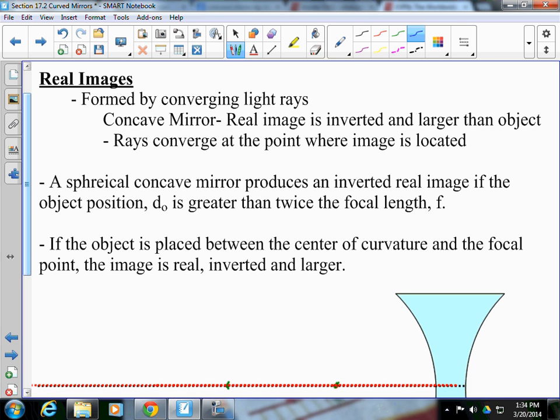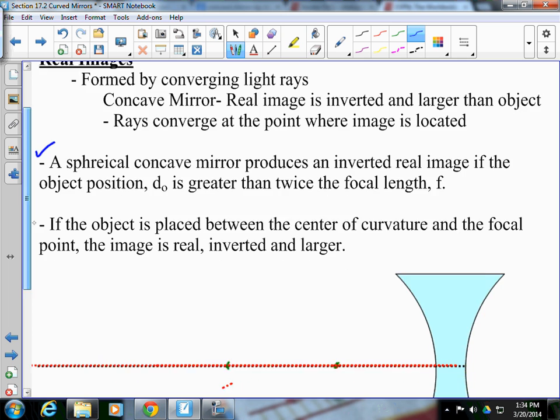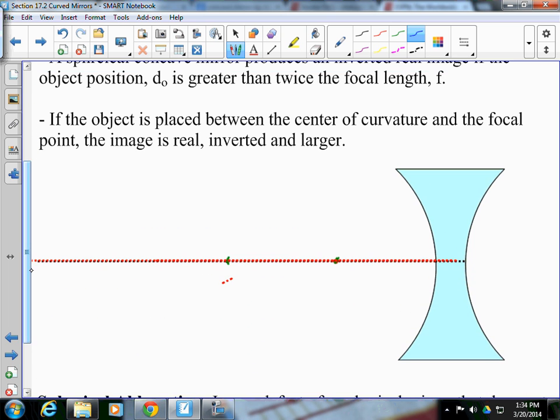So if we look right here, a spherical concave mirror can produce an inverted real image. What is inverted? Inverted means upside down. So the object's going to appear upside down if the object is outside twice the focal length. If the object is placed in between twice the focal length and the focal length, the image will be inverted and larger still. So let's go ahead, and what we're going to focus on is drawing our very first light ray diagram. So what we have here is a concave mirror.